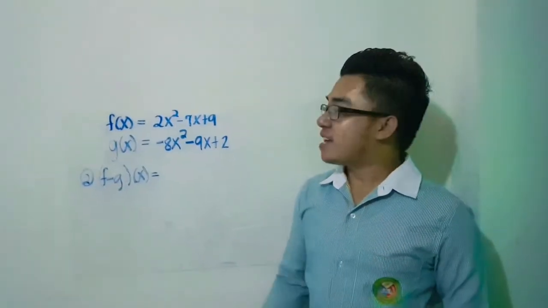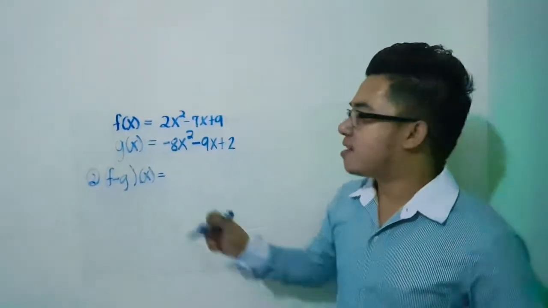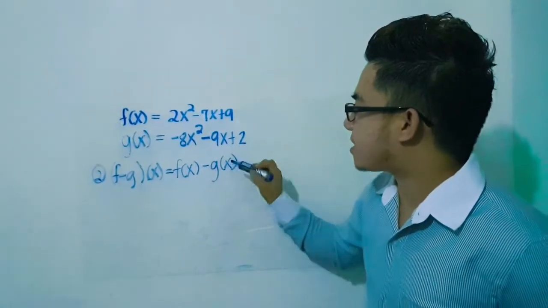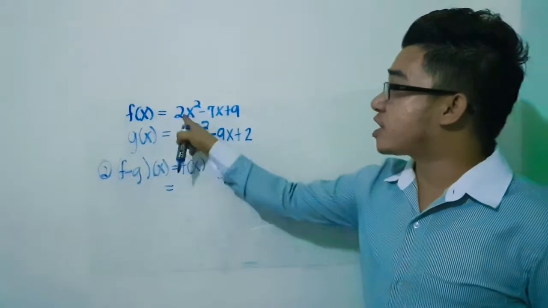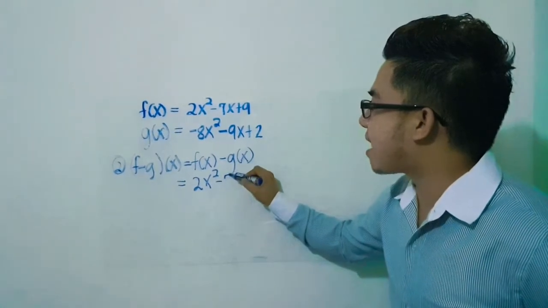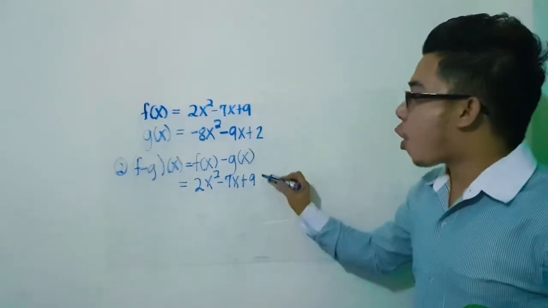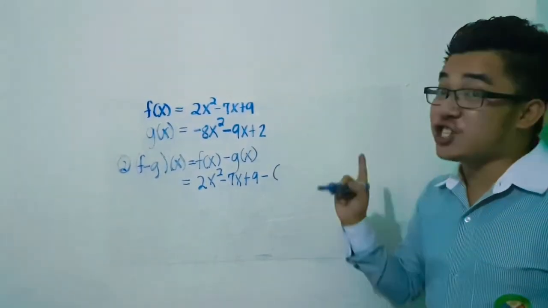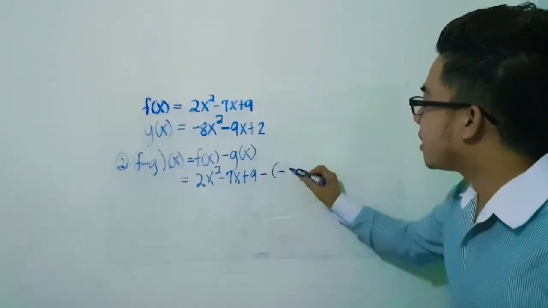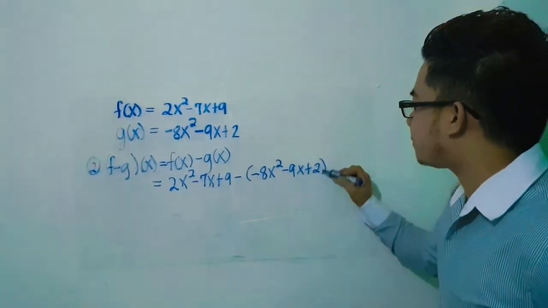Example number 2. If you are asked to perform the quantity of f minus g of x, this is equal to f of x minus g of x. So the first process is, we are just going to copy f of x, which is 2x squared minus 7x plus 9. If the operation is subtraction, all you have to do is to enclose g of x or the second expression into parentheses. So we have negative 8x squared minus 9x plus 2.